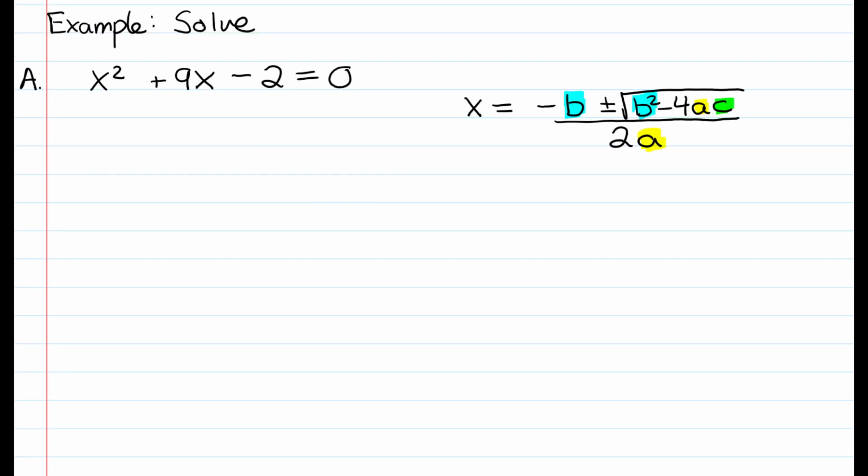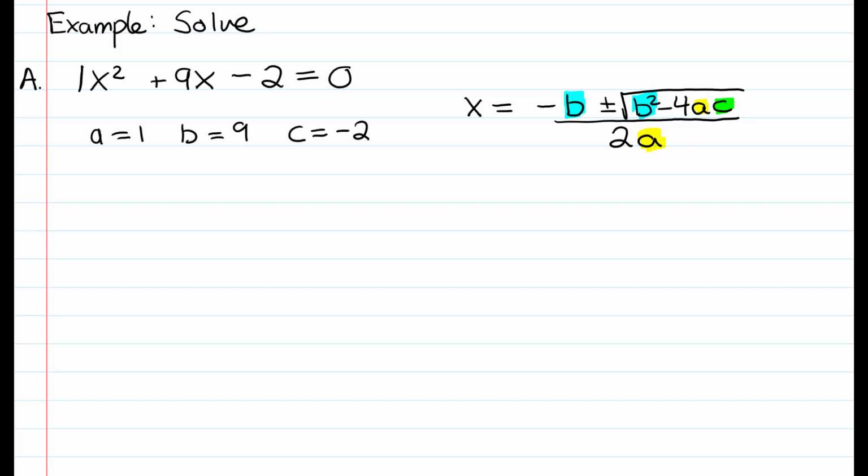Okay, let's look at example A. We want to solve x squared plus 9x minus 2 is equal to 0. We start by recognizing that if there is nothing in front of the x squared, that means that our a value is equal to 1. So my next step is going to be writing down that a is equal to 1, b is equal to 9, and c is equal to negative 2.